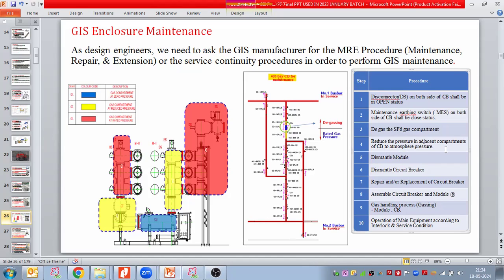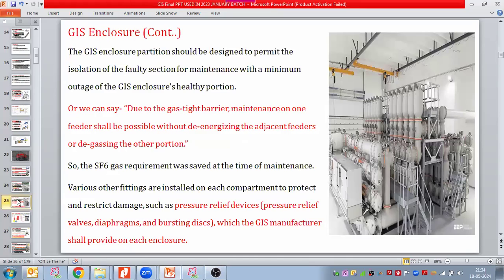Reduce the pressure in the adjacent compartment of the breaker to atmospheric pressure, as far as we can reduce. Then dismantle the breaker module, repair and replacement we do in the breaker, and then again assemble the breaker and the module, and then we do the gas filling or gas handling process, gassing process, and then operations of the equipment according to the interlocks and service conditions we start doing. So this is the MRE procedure.